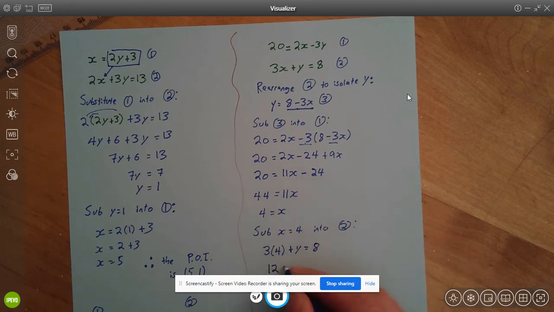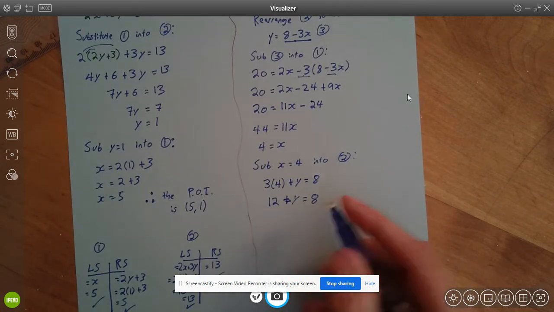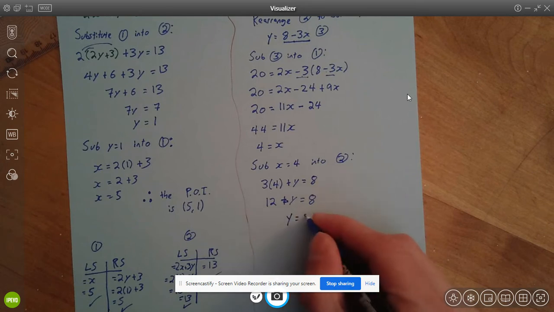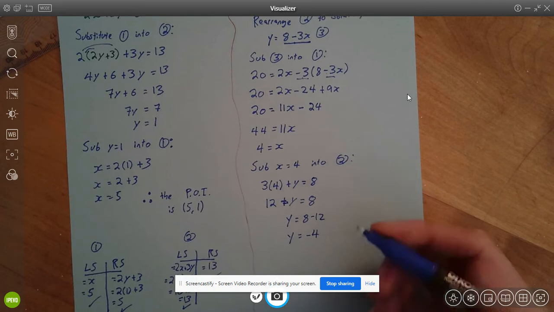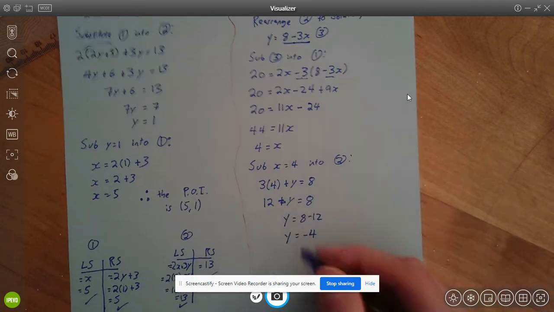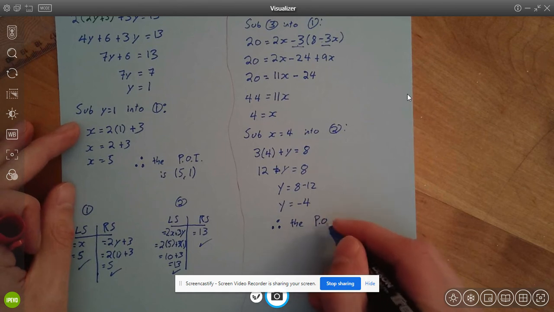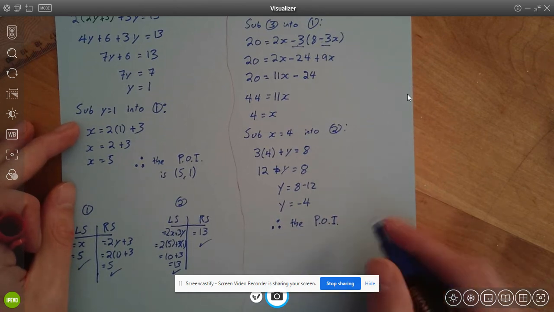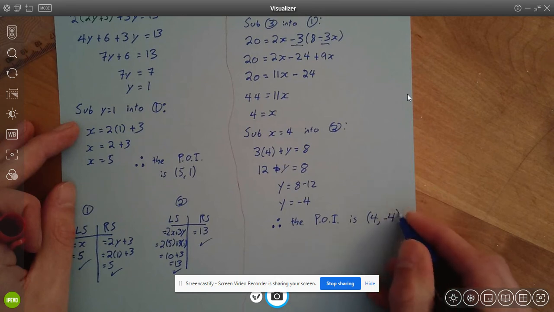So I've got 3 times 4 is 12, plus y equals 8. So I'm going to move 12 to the other side. So I'm going to do 8 minus 12. So y is equal to negative 4. So I always need a solution for x and y, which I can then summarize in my POI statement. So the point of intersection, which is a solution to the linear system, in this case is 4, negative 4.